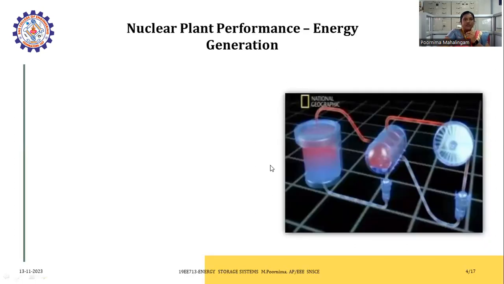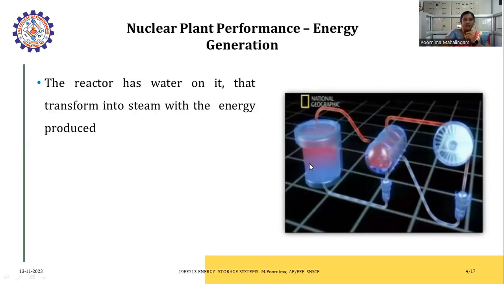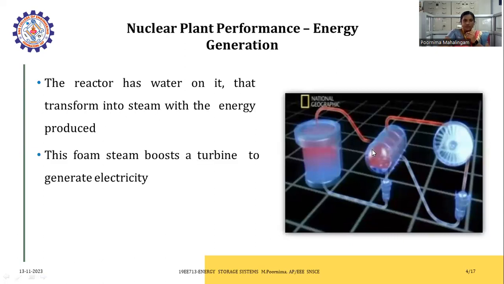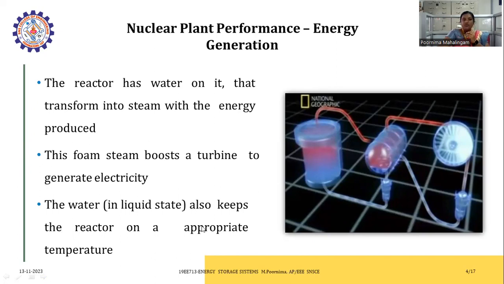Here is the nuclear power plant's energy generation. Here we can see the reactor has water on it. This water transforms into steam with the energy produced, and this steam drives the turbine to generate electricity. And the water, which is in liquid state, also keeps the reactor at the appropriate temperature.